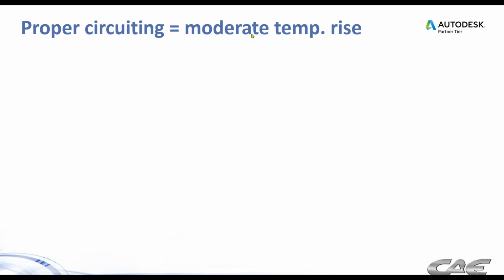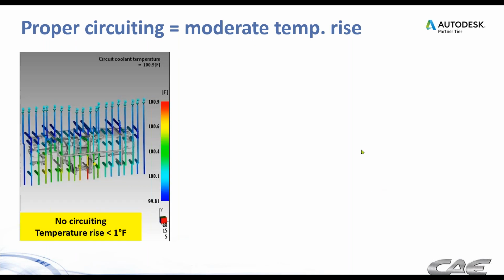So with proper circuiting, we should be looking to achieve only a moderate temperature rise. Here's what happens when we have no circuiting. Every cooling line has its own inlet and outlet. Great, we get a very uniform temperature rise, right? Less than a degree change in the coolant from inlet to outlet, very uniform.